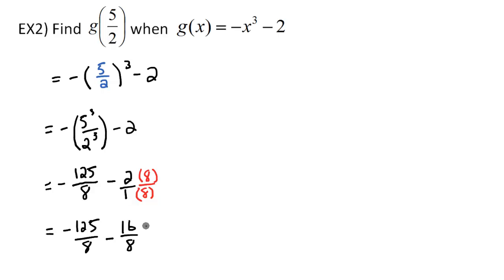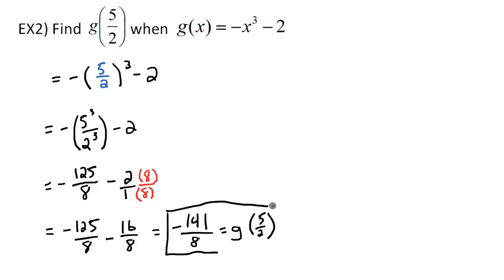And now we could do this subtraction. And we only subtract technically the numerator. So -125 minus 16 is going to be a -141, and that's still over 8. Can we reduce this at all? I don't think so. So that's going to be our final answer. And actually we could write that as g of 5/2, or -141/8. That will be our final answer right there.